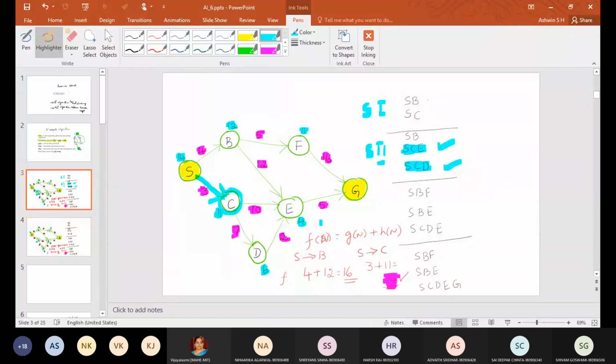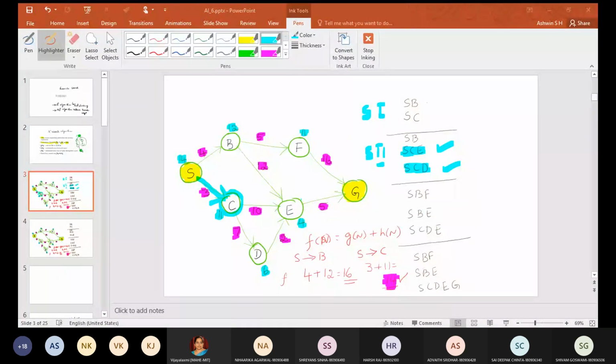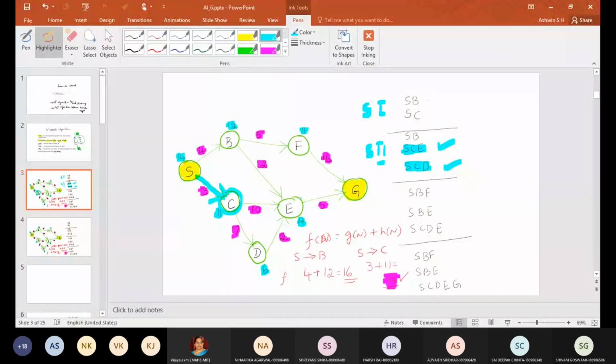Now you calculate the function f of n. You calculate this evaluation function f of n with respect to SCE and SCD. I'll give you 1 minute. You calculate SCE and SCD and tell me the answer. So SCE. Here itself I'll write, just to avoid confusion.